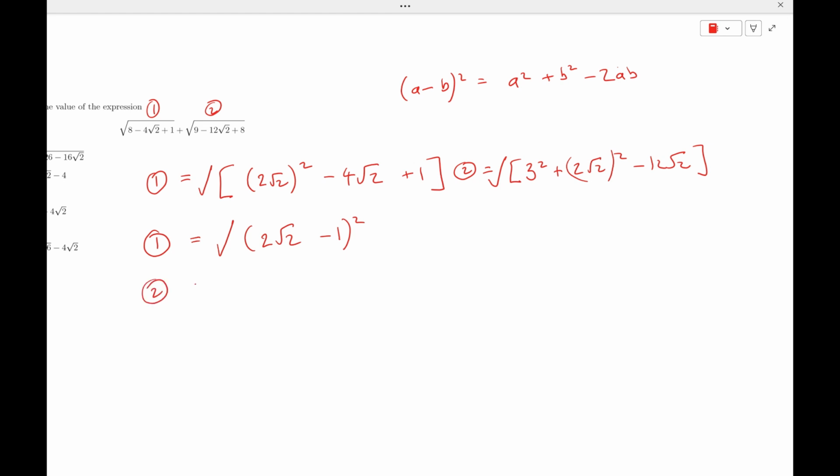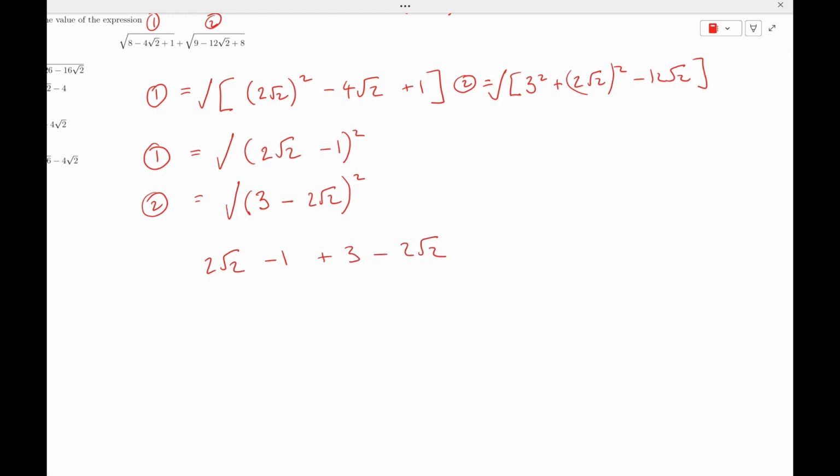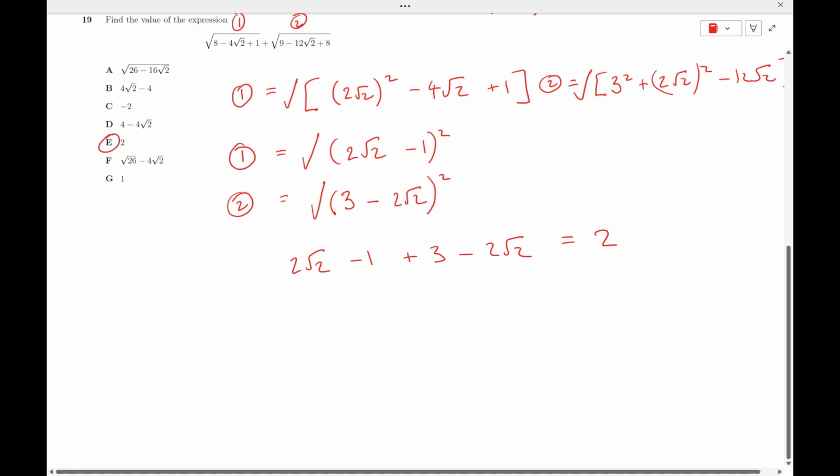And the second root is the root of 3 minus 2 root 2 squared. And so obviously the root and the square are inverse functions, so we just end up with 2 root 2 minus 1 plus 3 minus 2 root 2, which just equals 2. And so the answer is E.